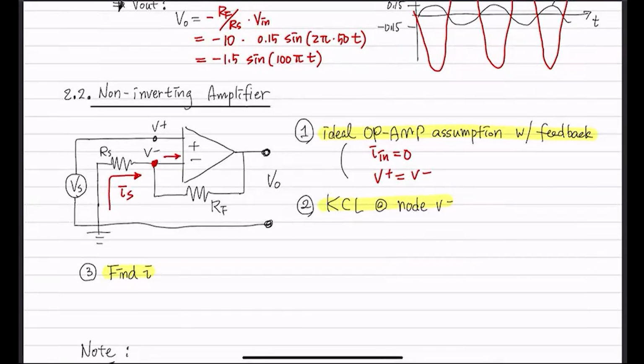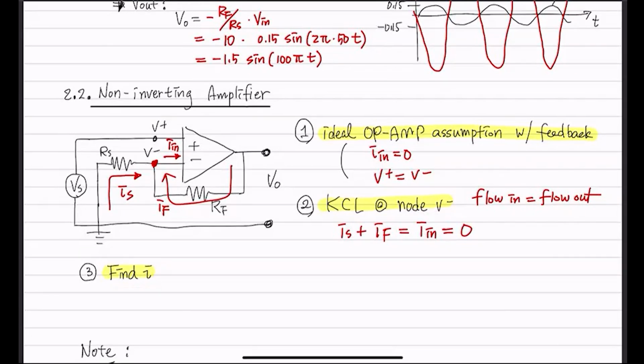This here is IN. We have a feedback current, let's call it IF. And KCL is, again, flow in, flow out. So we can have IS plus IF equals IN. And what's that IN? IN is 0 because we just assumed that, right? And the next step is we want to find out these I's.